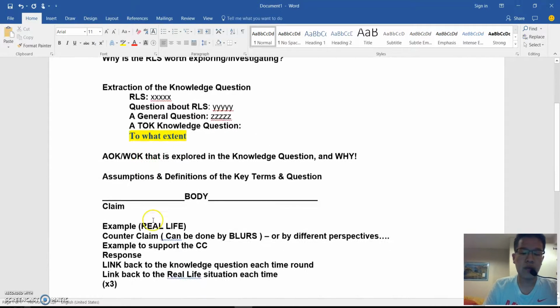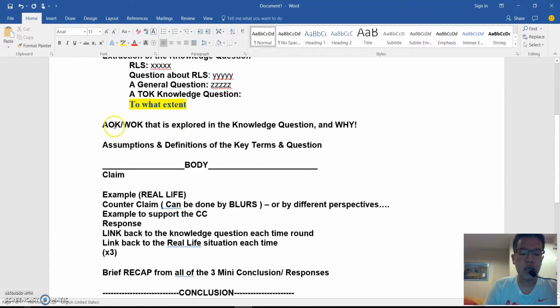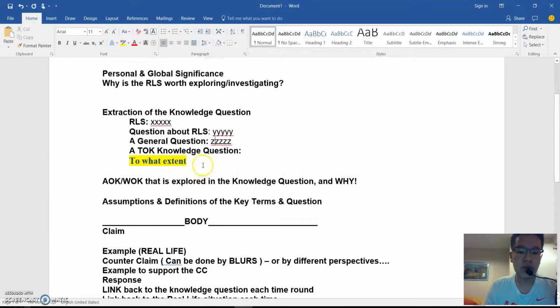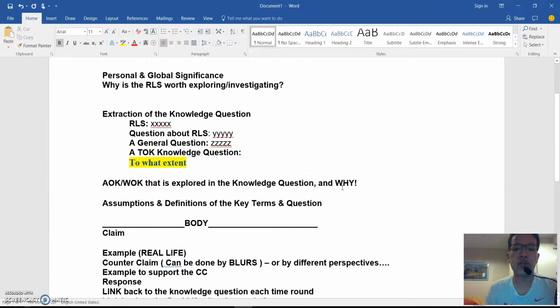And finally, after that, you will need a few AOKs, areas of knowledge, or ways of knowing to focus your analysis on, that is explored in the knowledge question. And why? Like, why have you chosen such? Is it to compare and contrast the different AOKs? But if you contrasted two ways of knowing within your knowledge question itself, that's really good. No need for anything else.